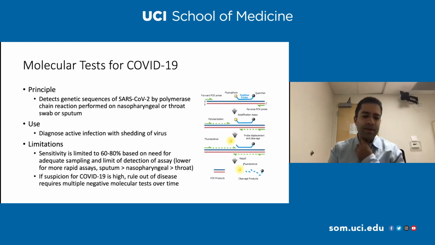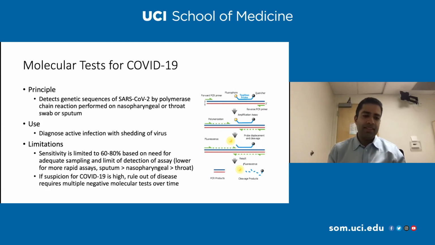I'm going to talk a little bit about testing. So there's two types of tests. There's what we call molecular tests, and then there's what we call antibody tests or serology tests. Molecular tests actually detect the genetic material of the virus using a technique called PCR. These are usually performed on nasopharyngeal or throat swabs, or now more and more on sputum, or the phlegm that you cough up. And these are used if you suspect a patient has active infection.